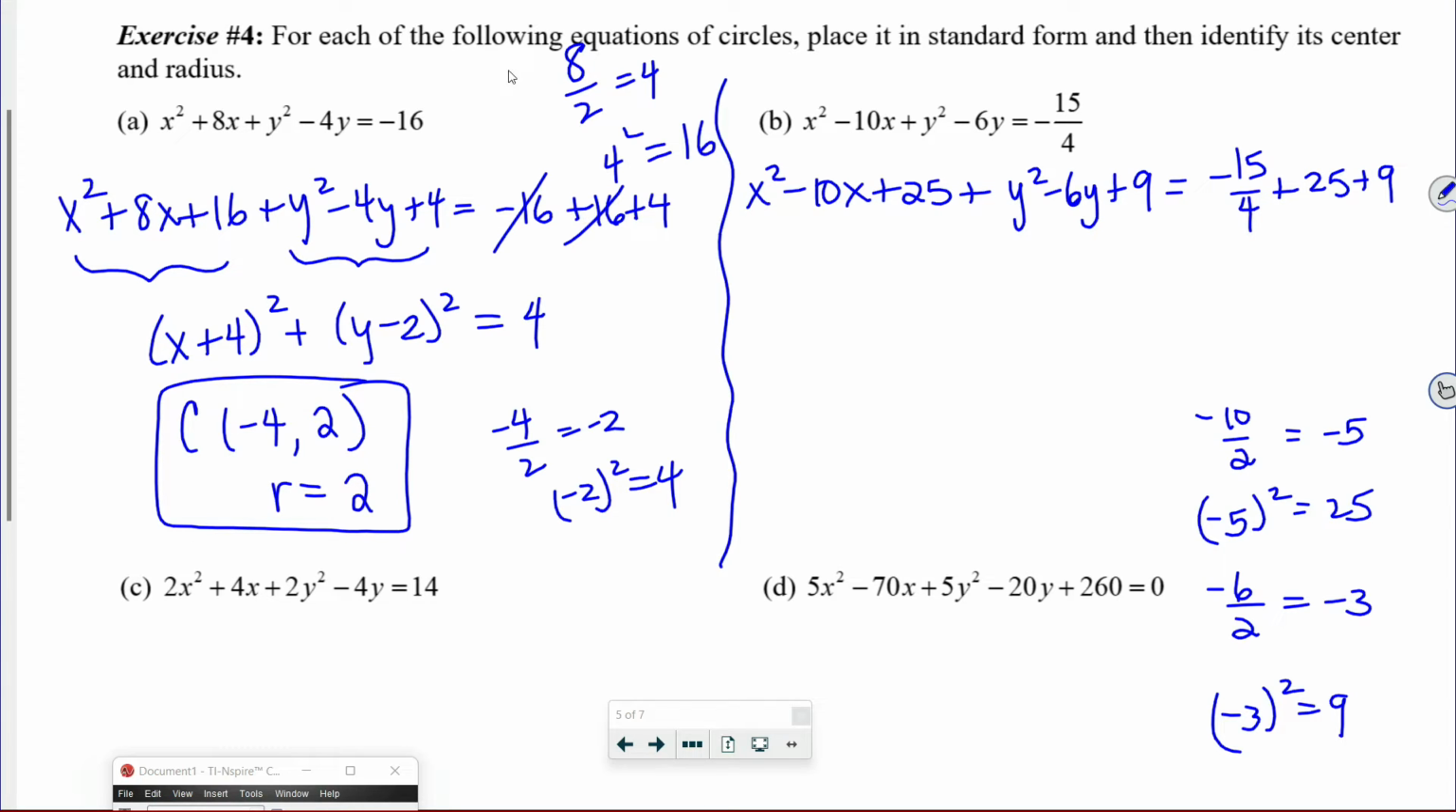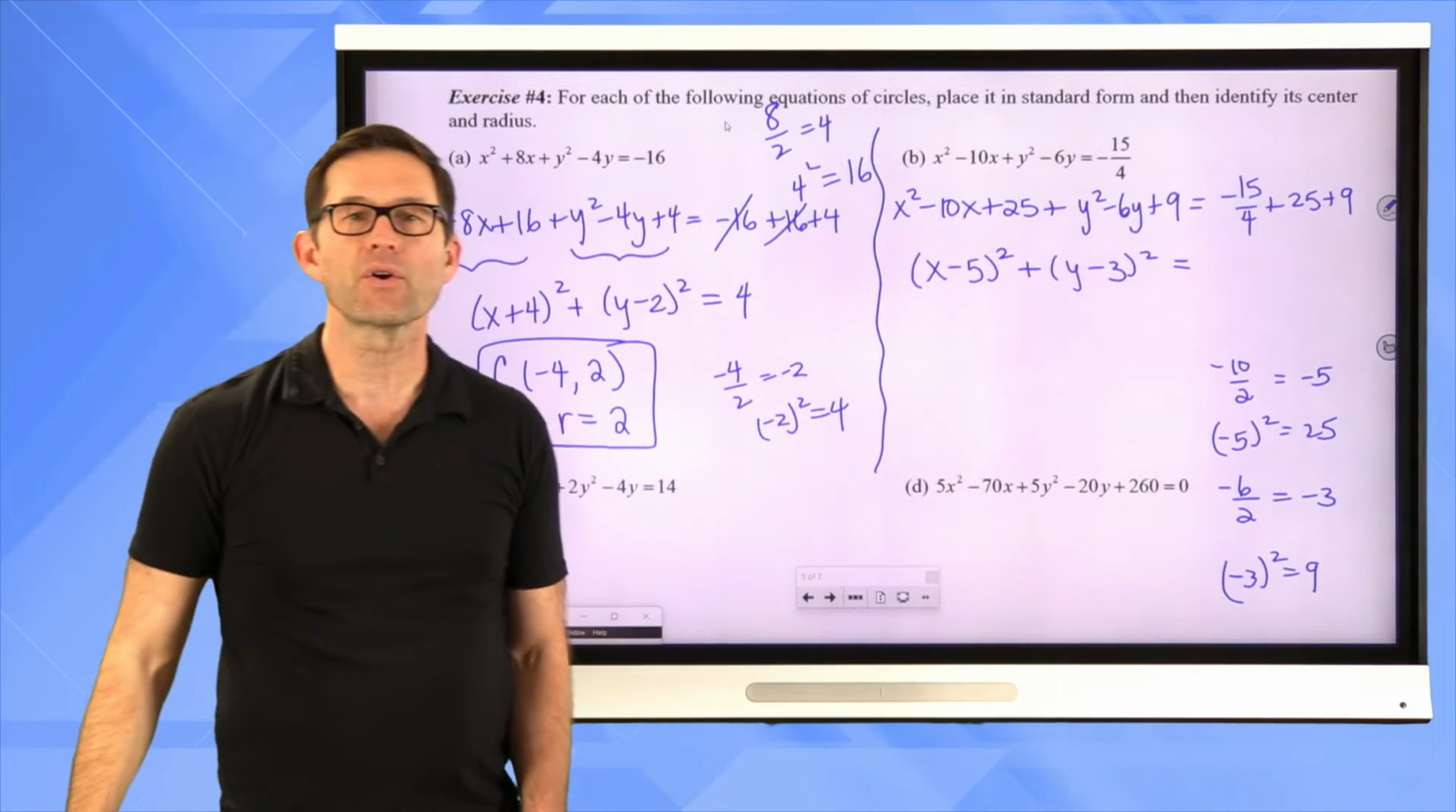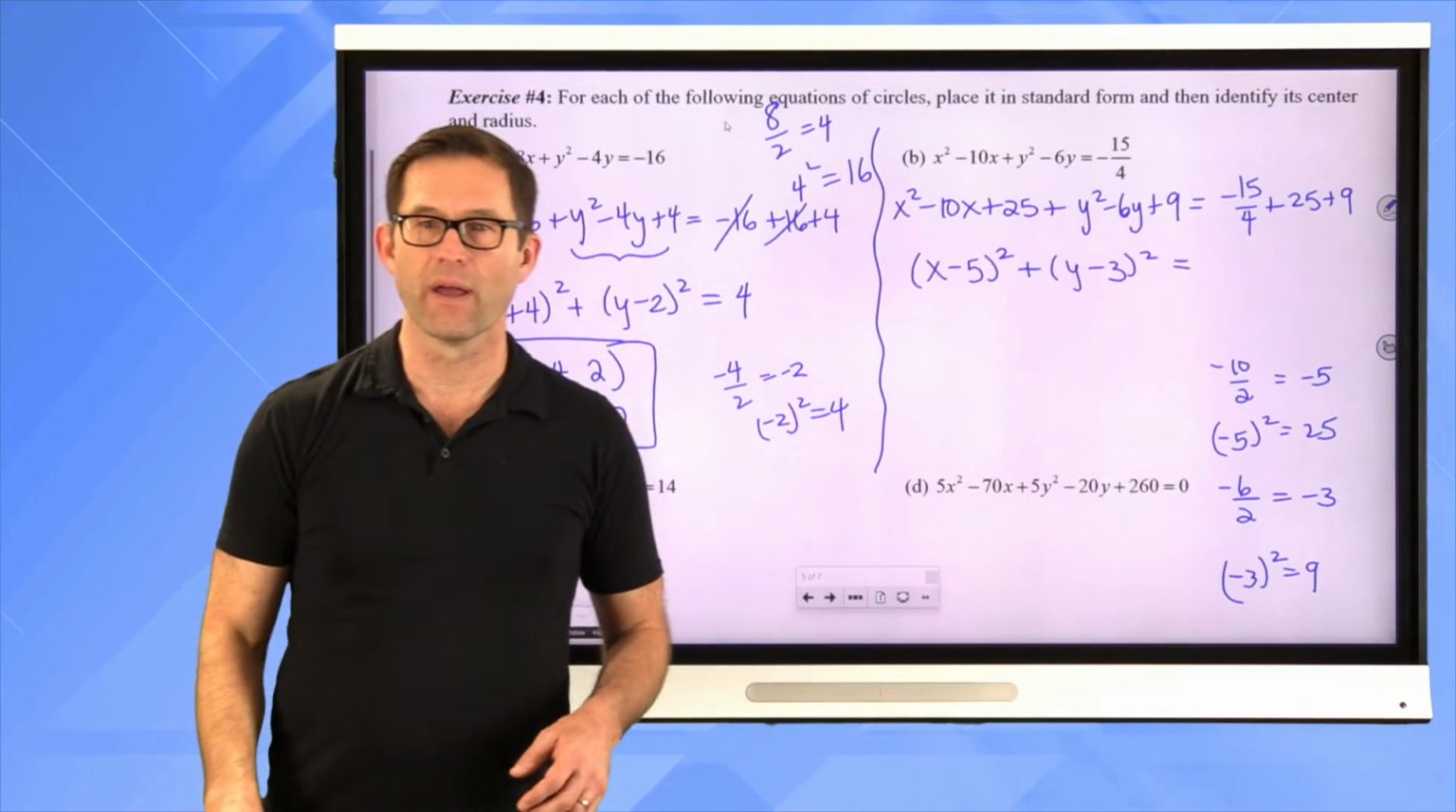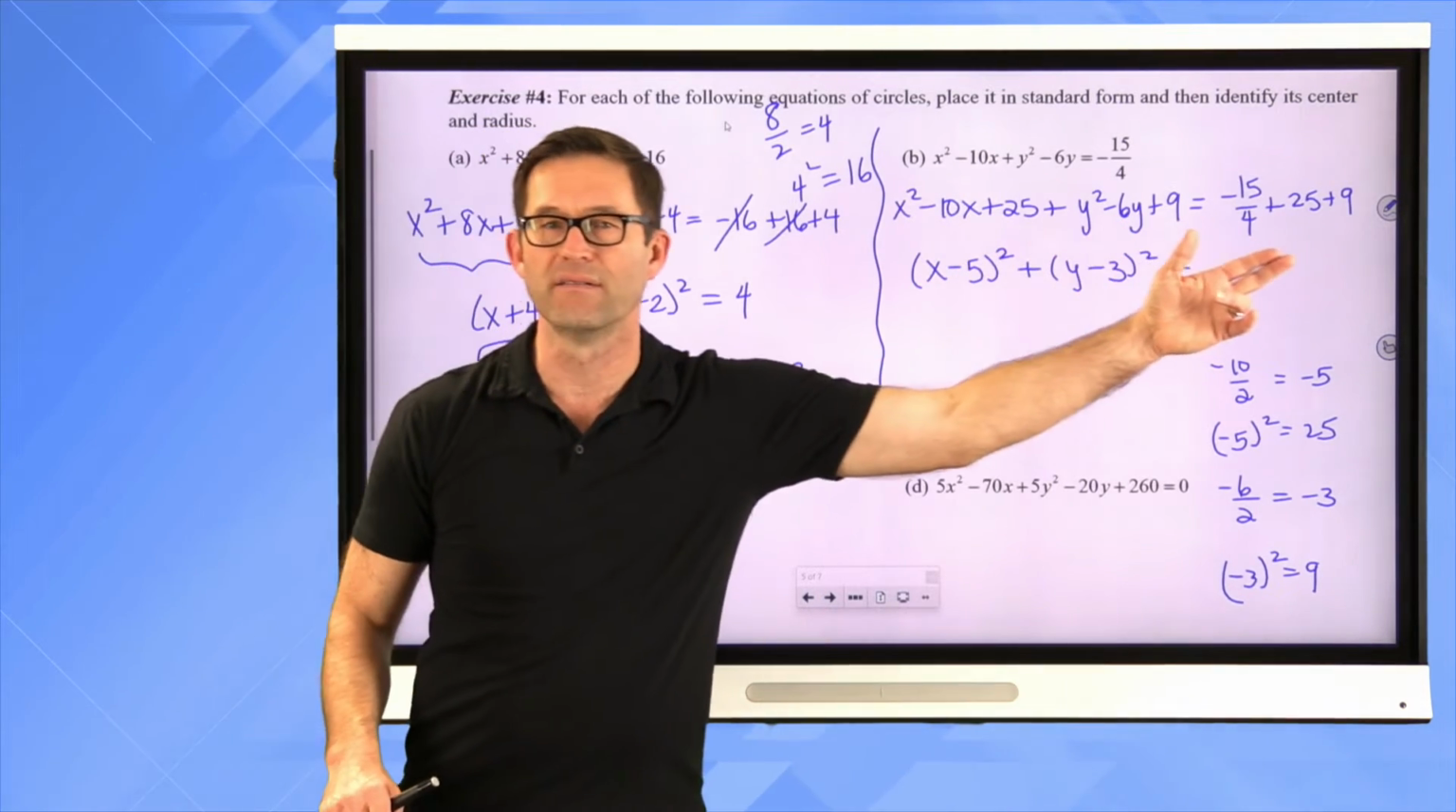We'll deal with that fraction stuff in a little bit. Now let's do our factoring. I'll have x minus 5 squared plus y minus 3 squared equals. Now, this is not a course in 5th or 6th grade math, okay? You've got to be able to deal with this.